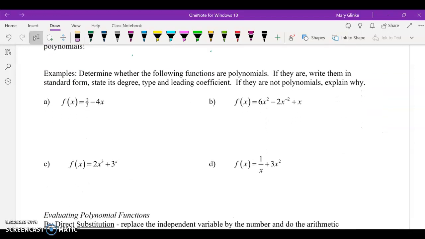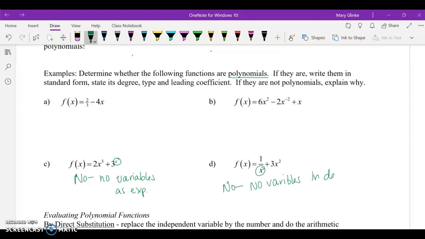So taking a look at these ones, you want to identify, first of all, if they are polynomials. A couple that are breaking the rules are C: no, because you can have no variables as exponents. Another one breaking the rules is D: no, because you can have no variables in the denominator. And that's also why B is not a polynomial, because you can have no negative exponents. In essence, that would make it a variable in the denominator, breaking the same rule as D. Therefore, A is a polynomial because it's not breaking any of the rules.